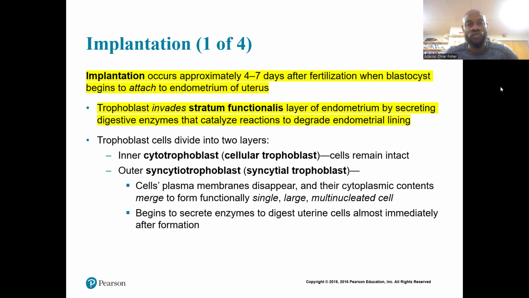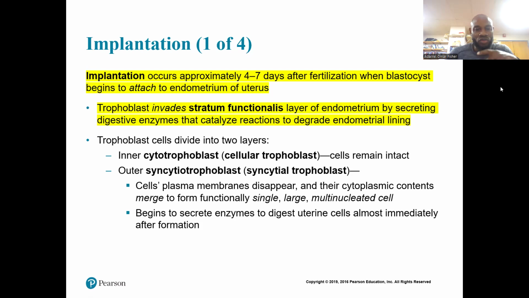Implantation occurs approximately 4 to 7 days after fertilization, when the blastocyst begins to attach to the endometrium of the uterus. Remember, the endometrium is plush with everything that the embryo is going to need. The trophoblast invades the stratum functionalis, the layer of endometrium, by secreting digestive enzymes that catalyze reactions to degrade the endometrial lining.